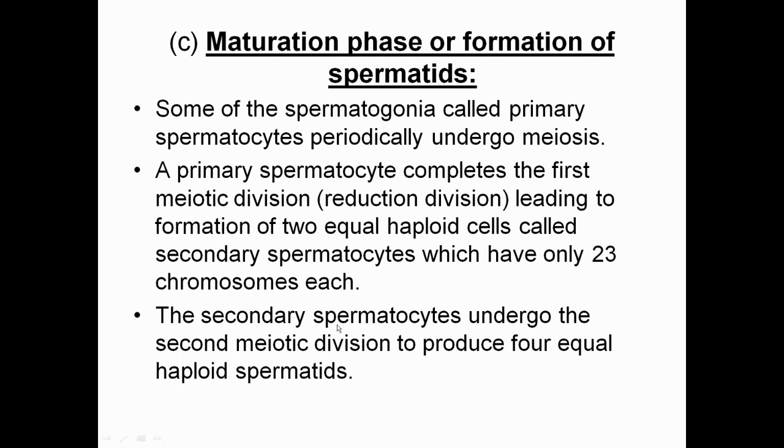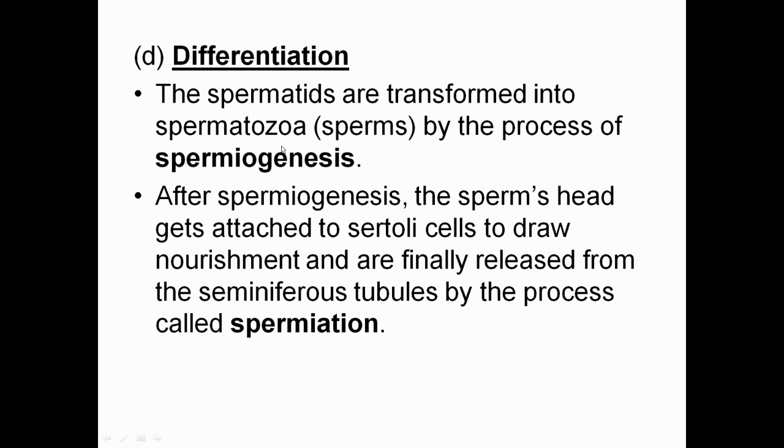And what is going to happen to these spermatids, because these are circular bodies, and the sperm shape is quite motile and has a tail, quite distinguished from the circular cells. So how this is going to form, we are going to talk about next, that is the differentiation phase. The spermatids are transformed into the spermatozoa, or sperms, by the process of spermiogenesis.